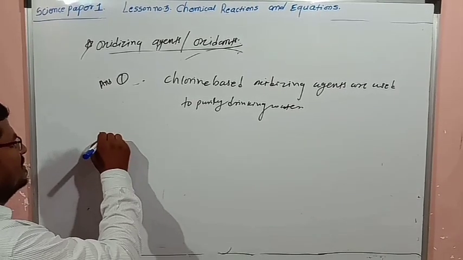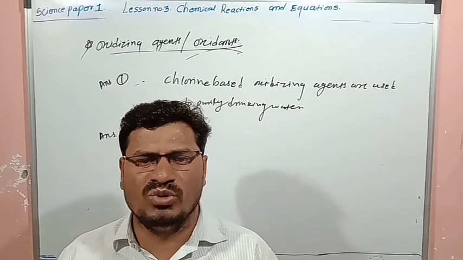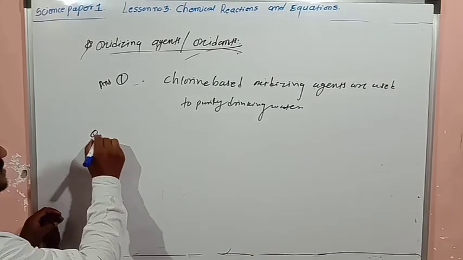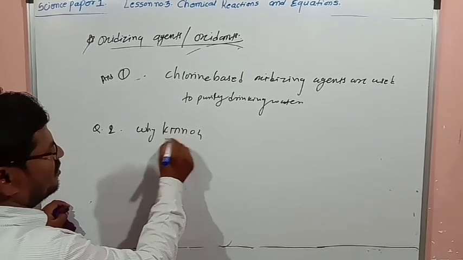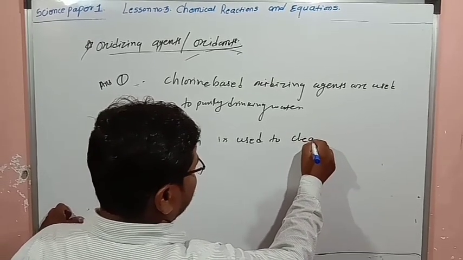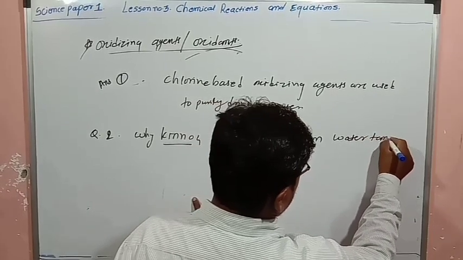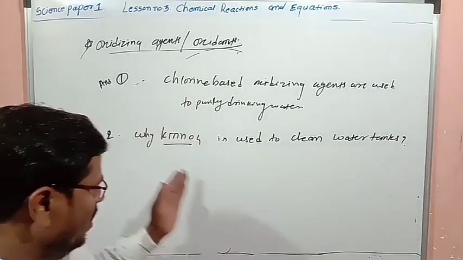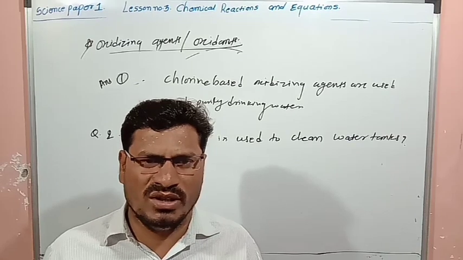Next question. The second question in the use of brain power: why is KMnO4 used for purification of, or for cleaning, the water tanks? Why is KMnO4, that is potassium permanganate, used to clean water tanks? So the answer is easy. KMnO4 is providing nascent oxygen.